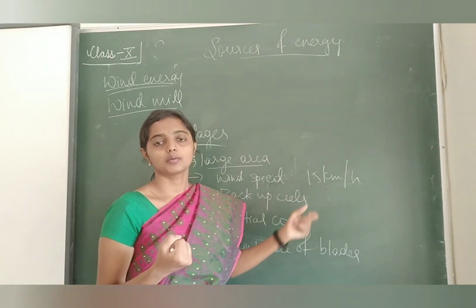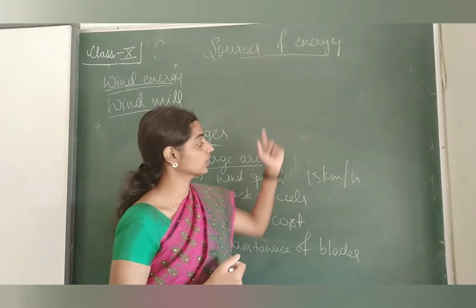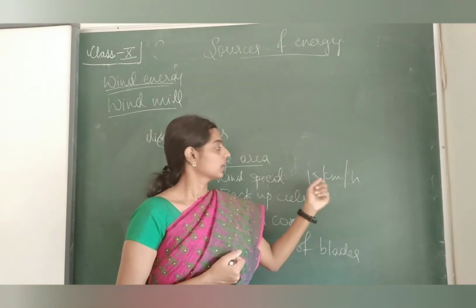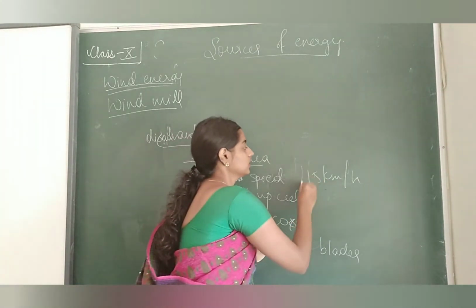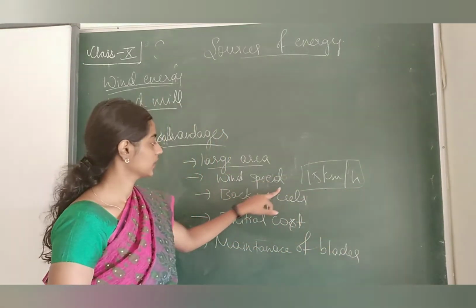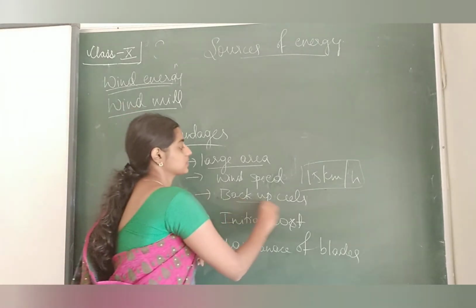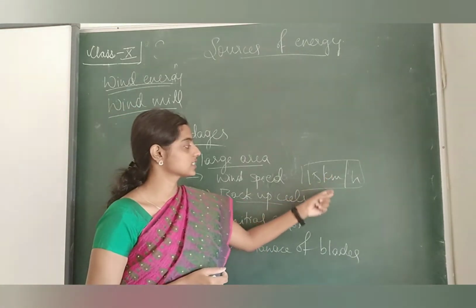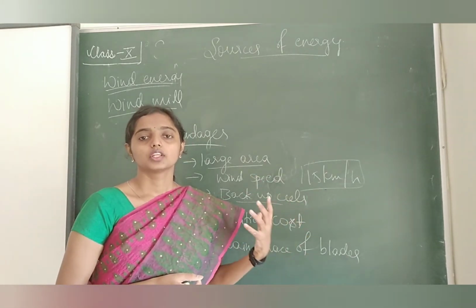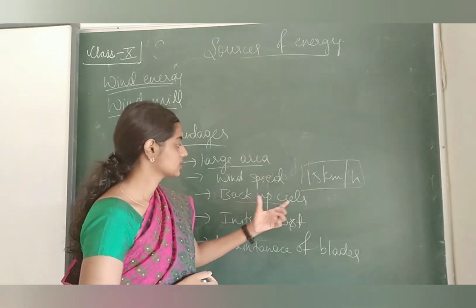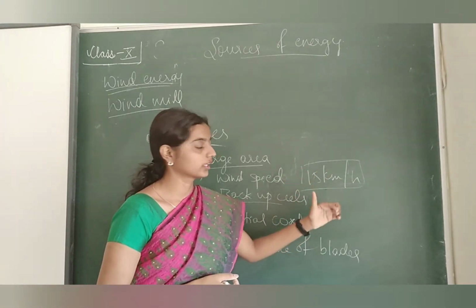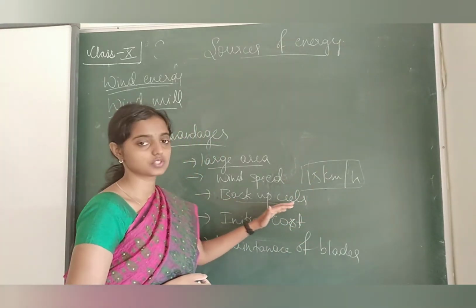So we'll get proper output only when the speed is more than 15 kilometers. If we get less than 15 kilometers, no use. And 15 kilometers per hour is the basic; from this only it will start to rotate. So wind speed. And the next disadvantage is backup cells. Whenever the speed of wind is less than 15 km per hour, the blades won't rotate. So at that time, they should keep some backup cells to rotate those blades. They can't leave them not rotating for a long time. Okay, so they require backup cells.